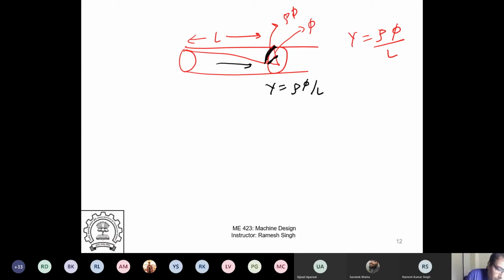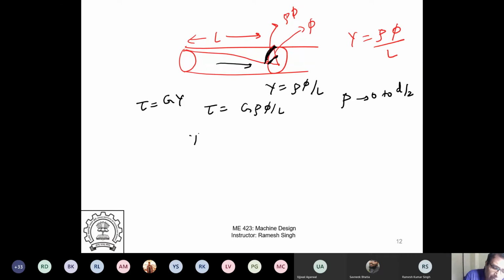Now tau is equal to G gamma. All of you know, right? So tau will be equal to G rho phi over L. Rho is the radius which varies from 0 to R, or 0 to d by 2, because I always use d by 2 everywhere, right? So 0 to d by 2. Okay, so basically here it happens like this.